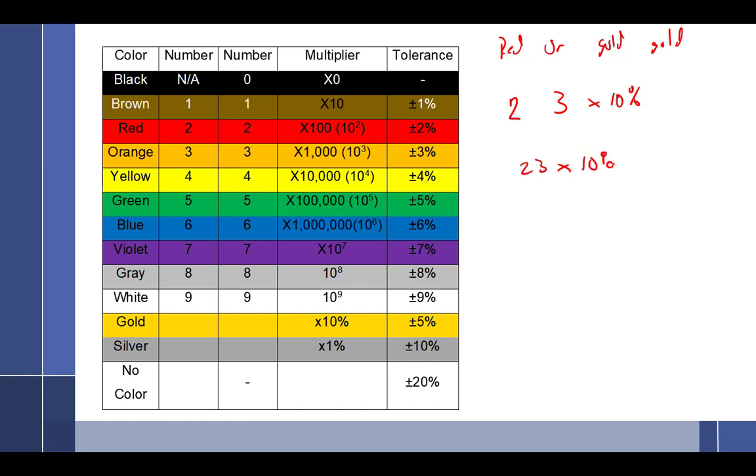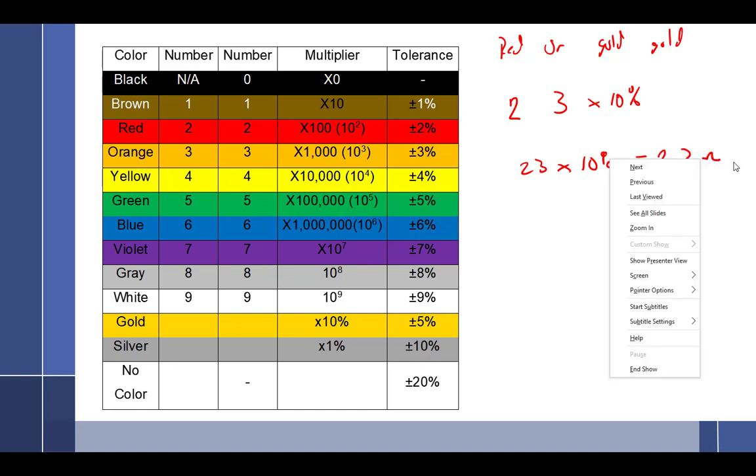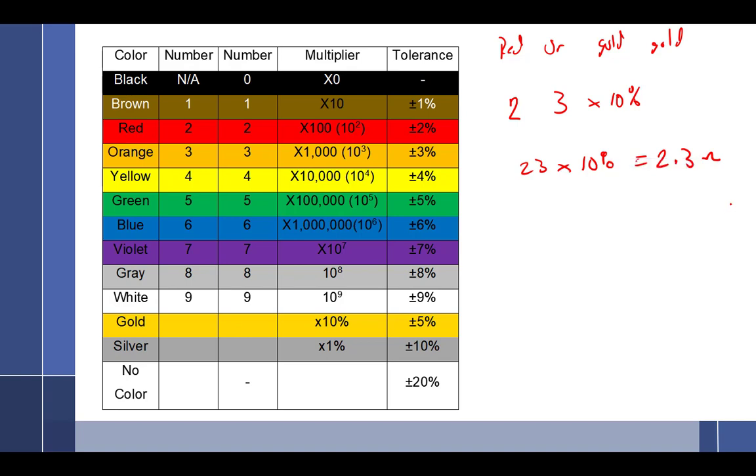So that would be 23 times 10 second percent equals 2.3 ohms. Oops. Follow? So that one you actually multiply, but with the black, it doesn't mean anything. Right, it should say 1. You know what? That should really say 1, but I didn't write this chart.